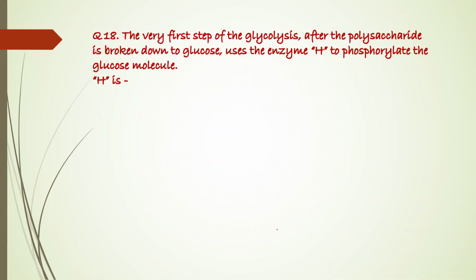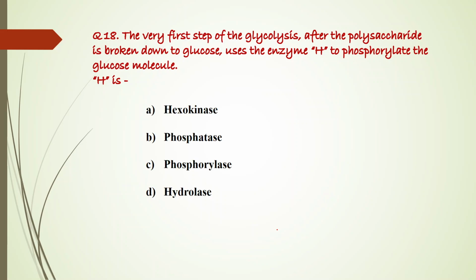So it says the very first step of the glycolysis after the polysaccharide is broken down to glucose uses the enzyme H to phosphorylate the glucose molecule. So again we should already know. So glucose is entering for the first step of glycolysis. And what is the first step of glycolysis? The formation of glucose 6 phosphate from glucose.